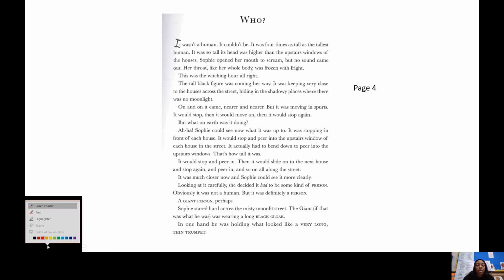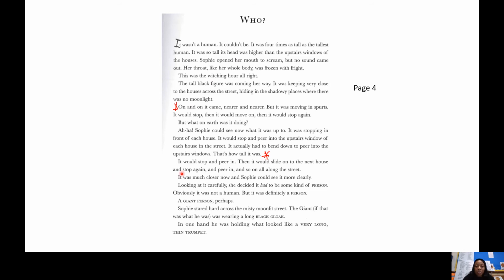What I want you to do is read this next part by yourself. So from "on and on it came", all the way to "that's how tall it was." Make sure you're using your reading fingers to follow along and reading with expression. Pause the video until you've read up to that bit here.